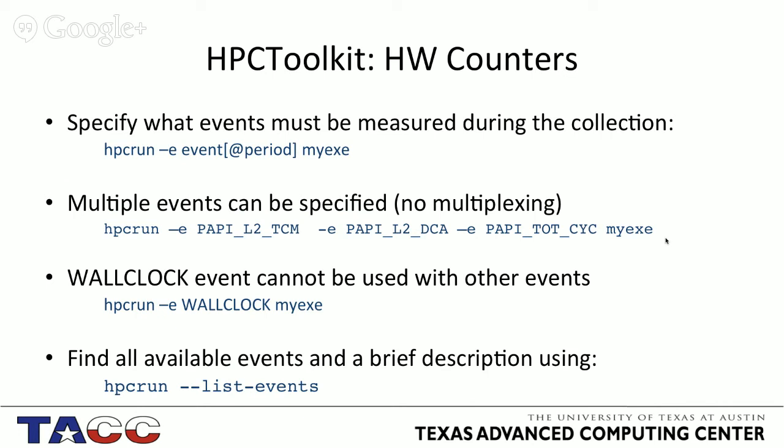Generally, multiplexing works quite well, but HPC Toolkit does not support it. So if you want to collect lots and lots of events on a single run, just make sure that you know what's the maximum number of events you can collect in Sandy Bridge, which I'm pretty sure is 7, but you would want to check that because otherwise you would get execution errors with HPC Toolkit.